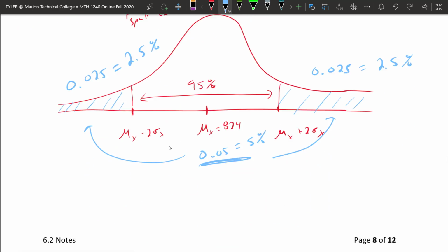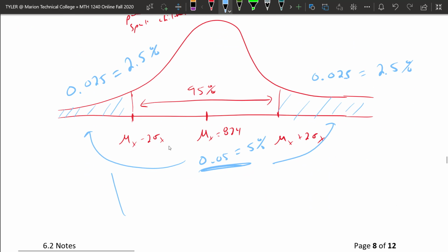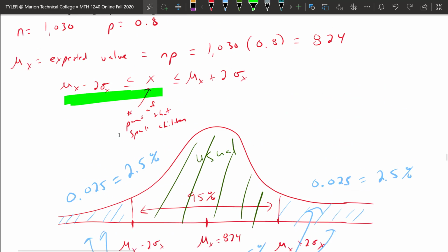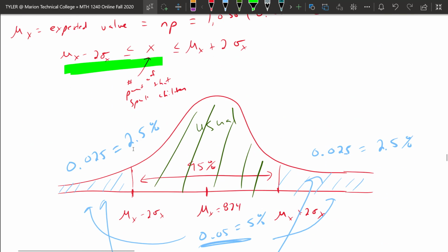So again, what we're thinking about is if something is here or here, that is unusual. If it falls in here, then this would be usual, right? This is not a suspect, right? It's not crazy. So that's what we're trying to find, right?